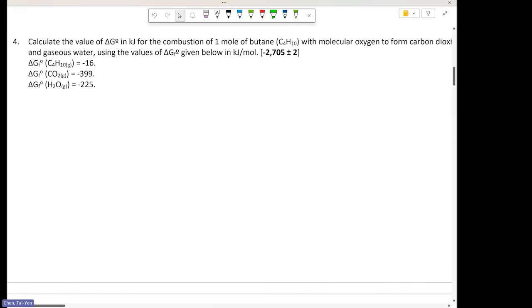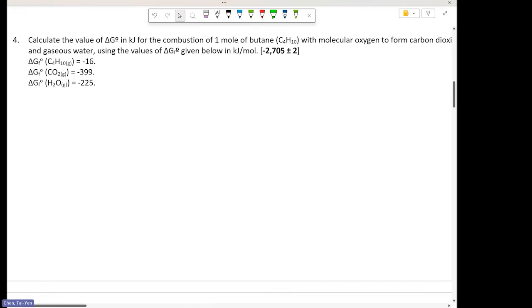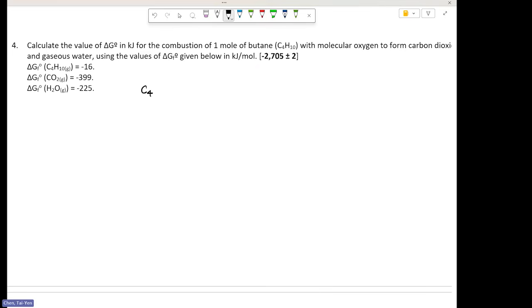Okay, next question. Calculate the value of delta G naught in kilojoules for the combustion of 1 mole of butane with molar oxygen to form carbon dioxide and gas water. Translating that a little bit, it means your C4H10 plus O2 is going to give you CO2 plus H2O.